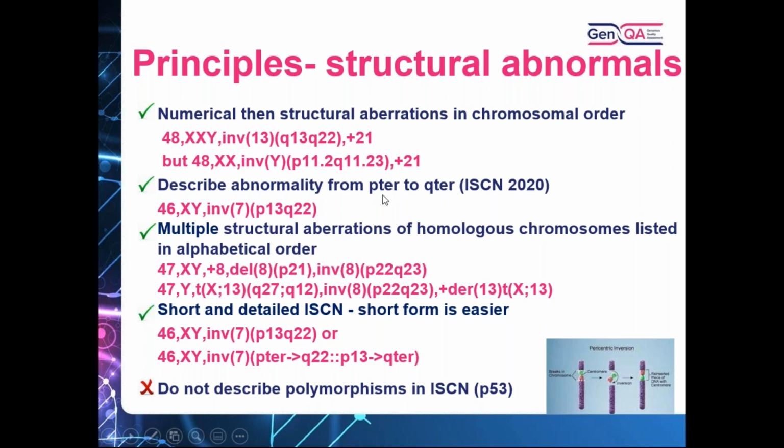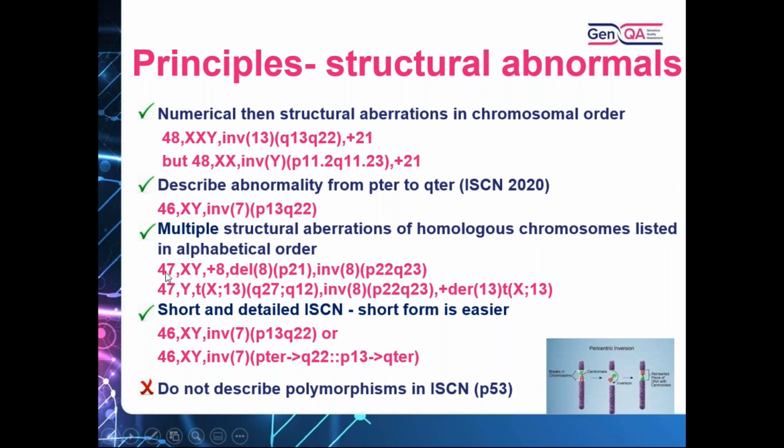So you describe the abnormalities from pter to qter. So in this particular example, you've got 46, X, Y with commas in between, inversion 7 from p13 to q22. When you've got multiple structural aberrations of homologous chromosomes listed, you put these in alphabetical order. So here we go, numerical before structural.